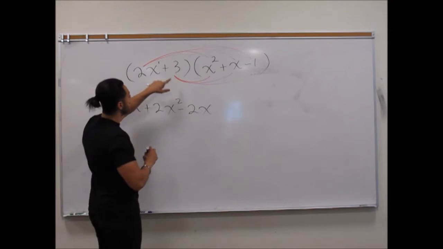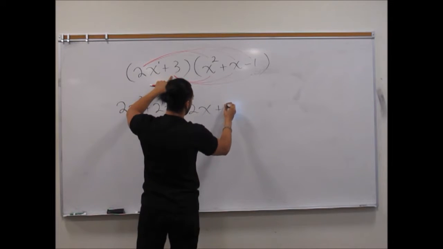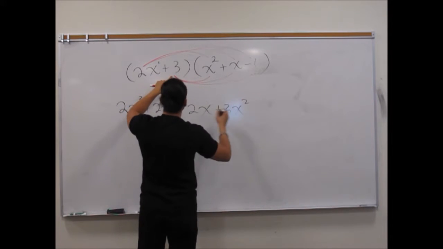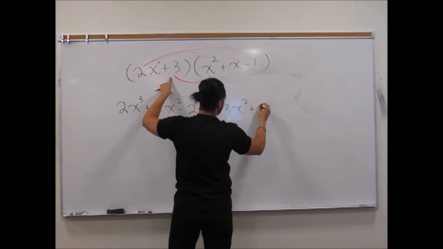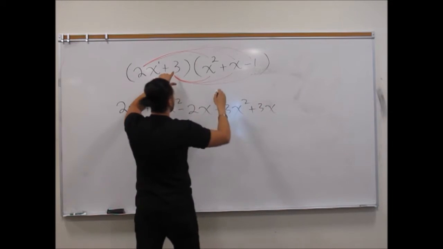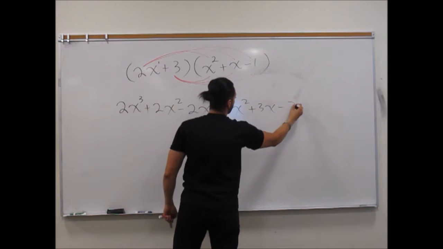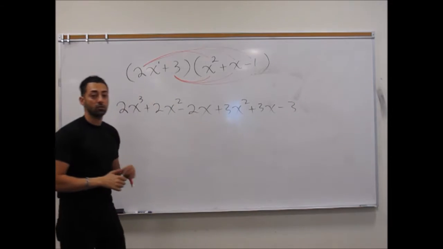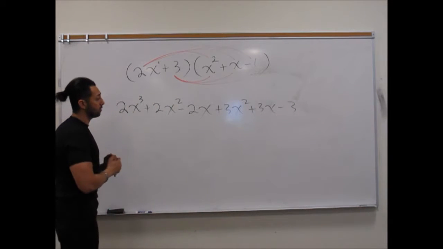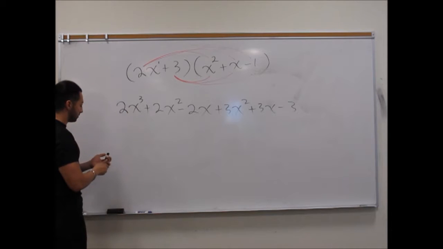So we have completely distributed that 2x into every single term there. Now we move on to the 3. 3 times x squared would be 3x squared. 3 times an x would be a 3x. And finally, 3 times the negative 1 would be a negative 3. So now we just want to group everything together. Not really group, we're just trying to combine like terms.